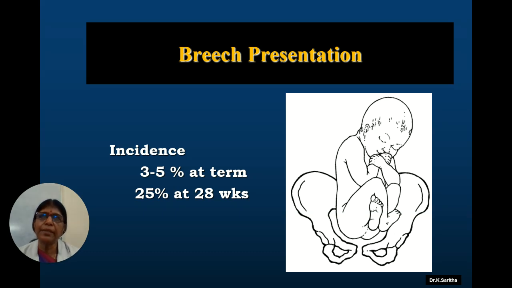The incidence of breech at term is around 3 to 5%, but at 28 weeks the incidence is nearly about 25%. This is because of the amount of liquor which is present at 28 weeks. The baby swims around, so most of the time when they come for antenatal examination, it is a breech presentation. But at term, it is only about 3 to 5%.